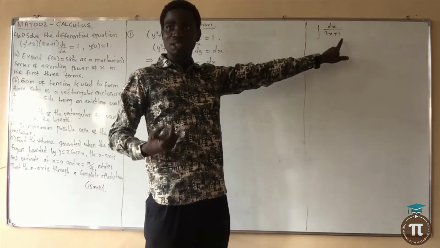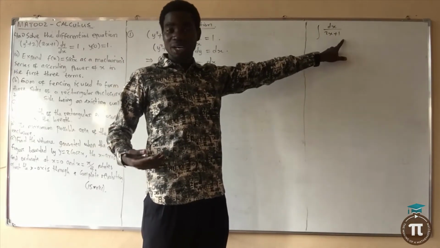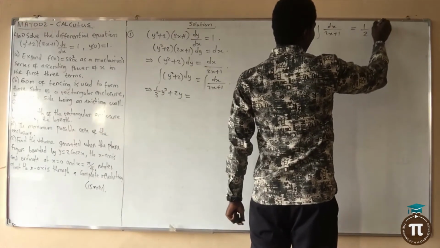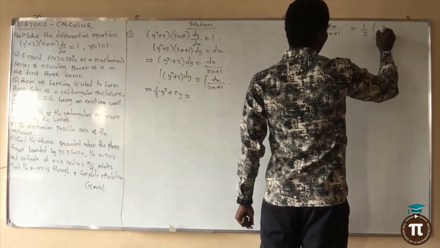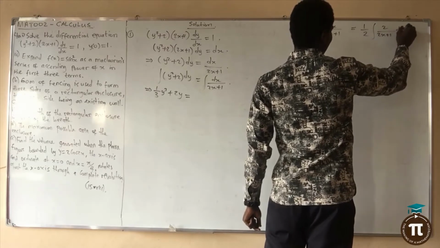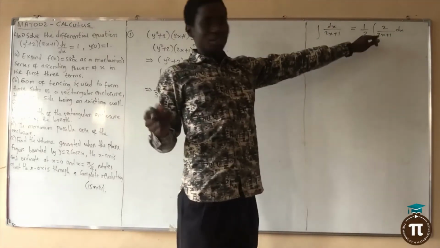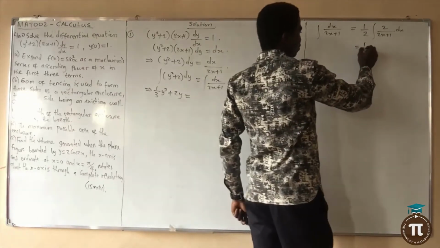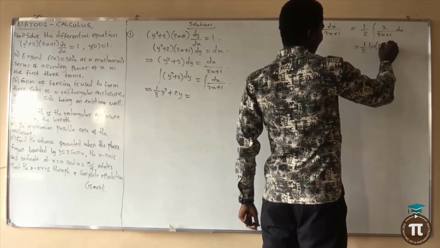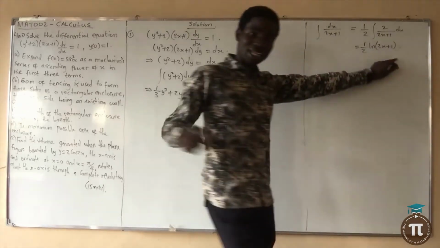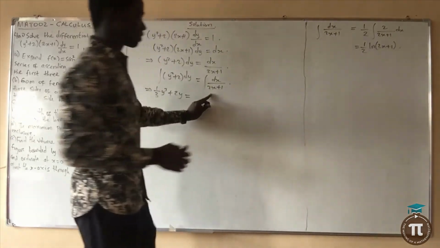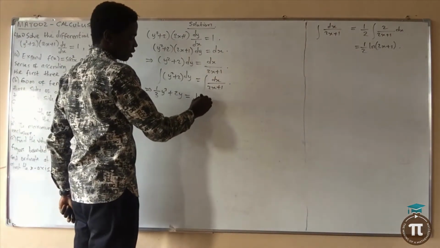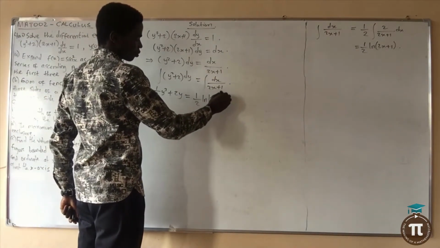If you differentiate the denominator, 2x plus 1, the answer is 2. So I can write this as 1 over 2 integral of 2 over 2x plus 1 dx. If I differentiate 2x plus 1, the answer is 2. So when I integrate this, the answer is 1 over 2 ln of 2x plus 1.